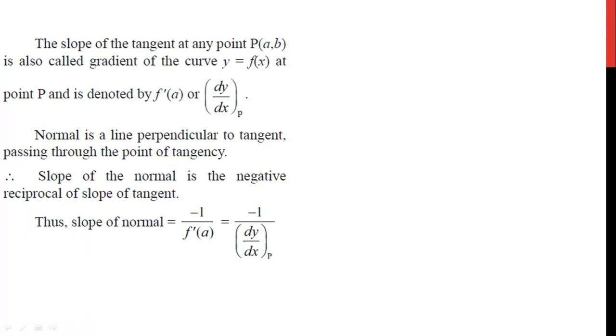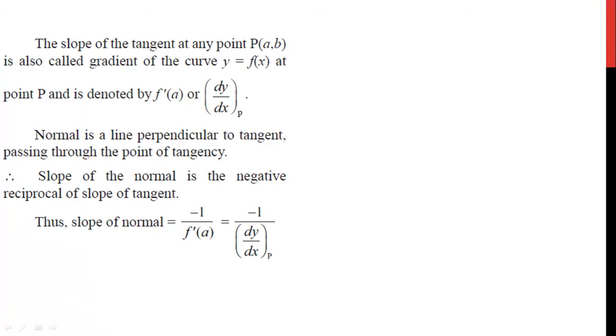Now there is another concept, that is normal. Normal is a line perpendicular to the tangent passing through the point of tangency. Now you know the point of contact of the tangent, and normal is always perpendicular to the tangent. Now how will you get the slope of normal? If you have the slope of tangent, then the slope of the normal is the negative reciprocal of the slope of tangent, because we know that the product of slopes of perpendicular lines is equal to -1.